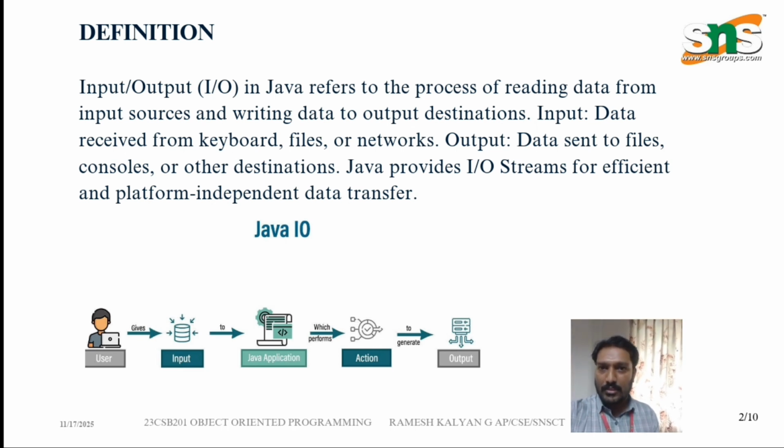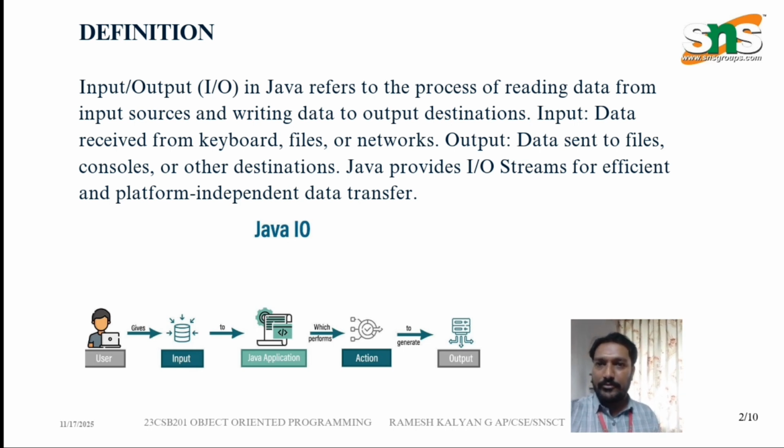So before getting into the topic IO, we'll see what an IO is. IO is input or output streams. In Java, the process of either reading data or writing data is known as IO operations. In the input, the data is received from the keyboard or the network, so it's called the input data. Output data is the data that has been sent to files or the console or other destinations. Java provides IO streams for efficient and platform independent data transfer.